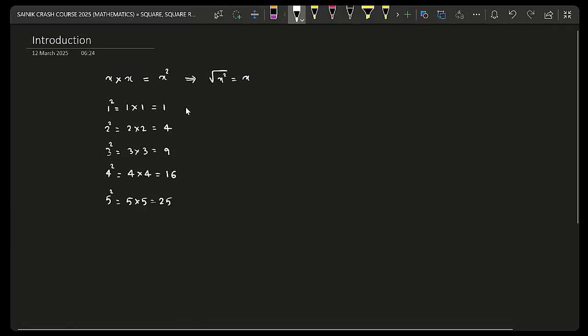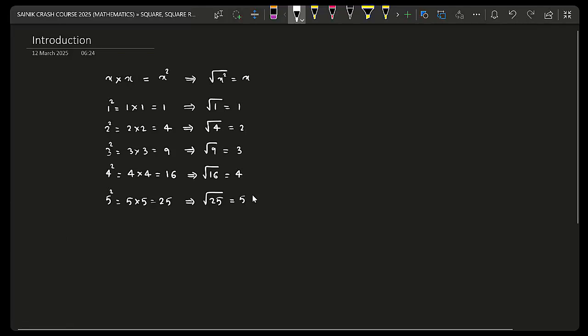See, we got 1 square is equal to 1. From that, if you transpose square to the right side, it will become square root. So square root of 1 will become 1. Similarly, we got 2 square is equal to 4. You transpose square to the other side, you get square root. Square root of 4 will become 2. Similarly, square root of 9 will be 3. Similarly, square root of 16 will be 4. And square root of 25 will be 5.